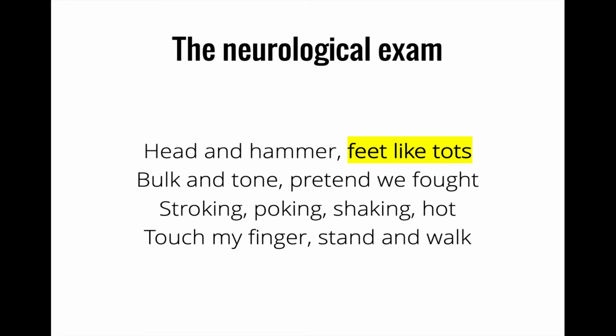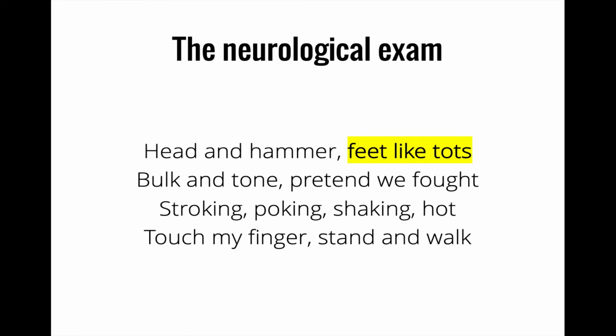Going back to the rhyme, feet like tots refers to a set of primitive reflexes which are so named because they're typically exhibited by infants but not adults. While the underlying reflex circuits are present for people of all ages, as someone gets past 1 or 2 years of age, the frontal lobe develops to the point where it's able to automatically inhibit these reflexes, which makes sense as it's the part of the body that says no.